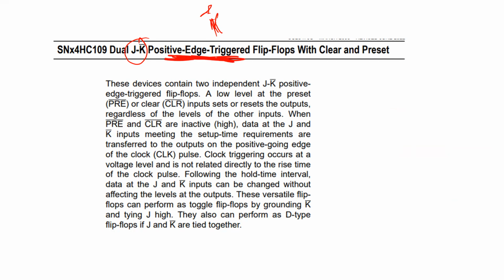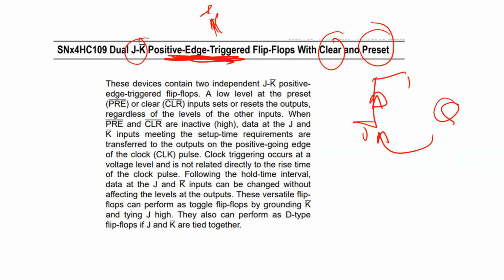From the lecture, you should understand what positive edge means: when the clock changes from 0 to 1. At this time the action is taken, and Q changes at this time, as I said in the lecture. On top of that, it has a clear and preset. Remember in the lecture, I didn't teach clear and preset in the JK flip-flop. I think I explained it in the D flip-flop, but I told you other flip-flops can also have clear and preset, and everything is the same.